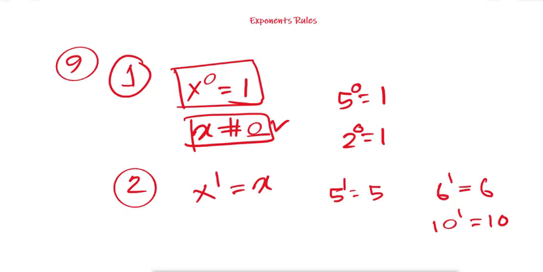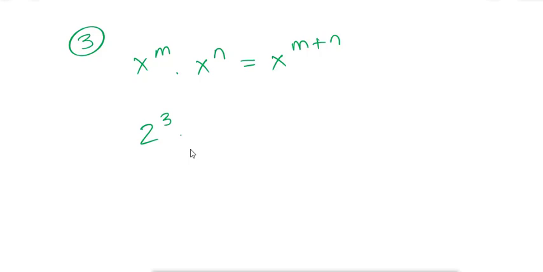Let's see the rule number 3. Rule number 3 says x to the power m into x to the power n is equal to x to the power m plus n. So if we write 2 cube times 2 square, we can write 2 to the power 3 plus 2, which is equal to 2 to the power 5. So this is rule number 3.